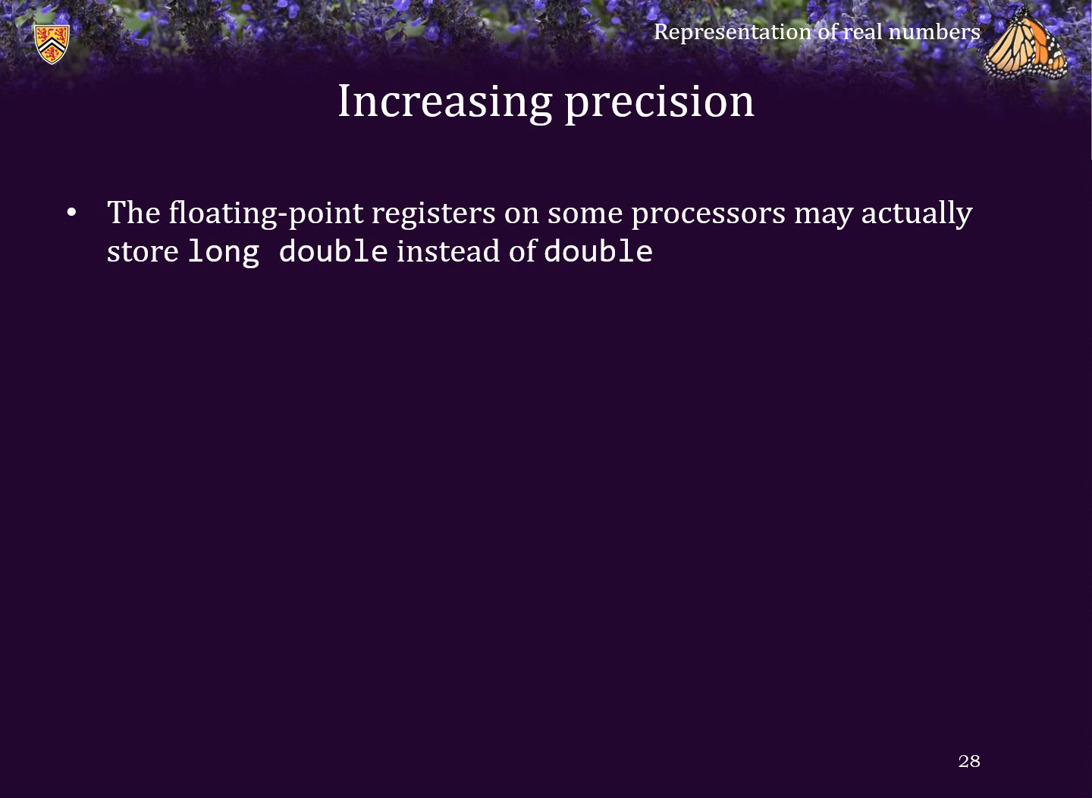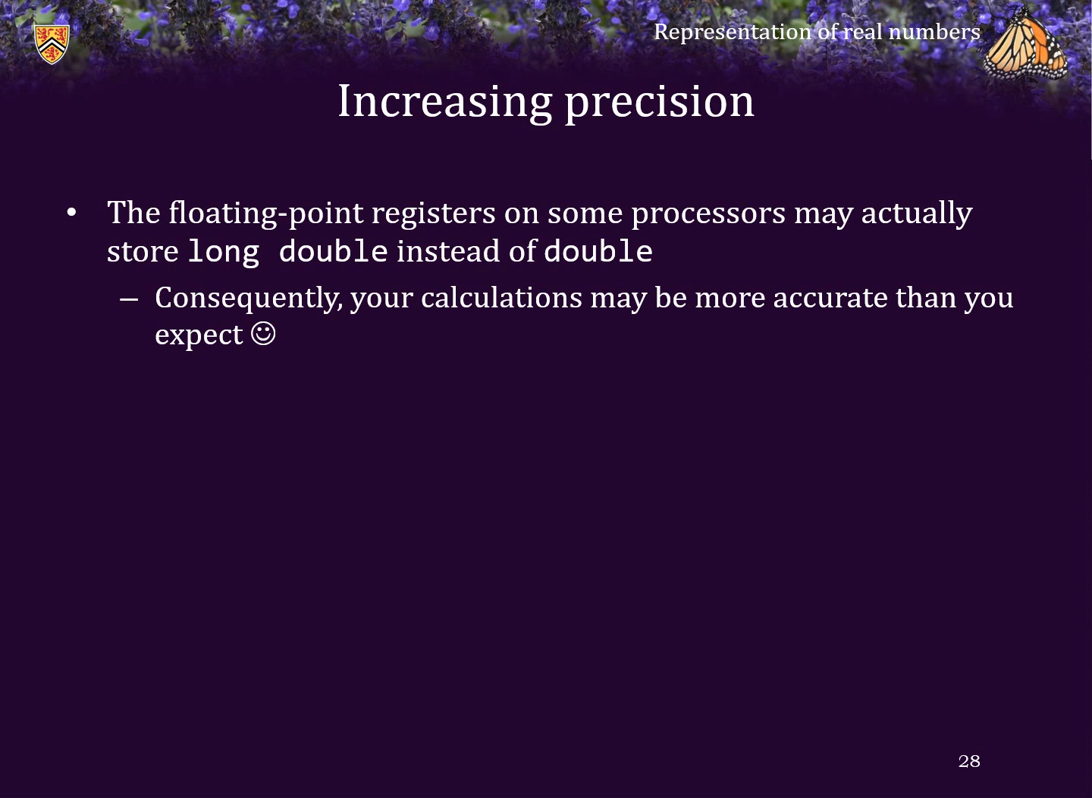Now, something interesting here. If you write a piece of C code that calculates with doubles, the calculation of those doubles is actually performed inside something called the floating point unit, similar to the arithmetic logic unit, but one devoted to floating point computations. This processor actually has internal registers, and in some cases, these internal registers occupy 10 bytes, the long double, or extended double, instead of a double. Consequently, your calculations on such a processor may actually be more accurate than you expect.